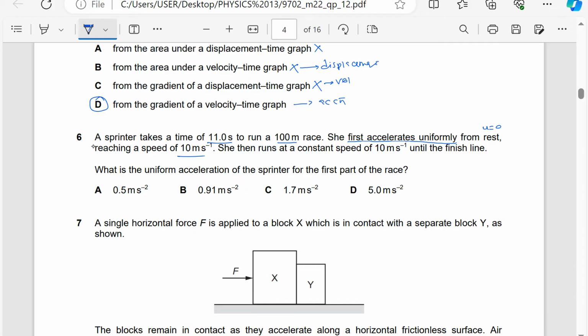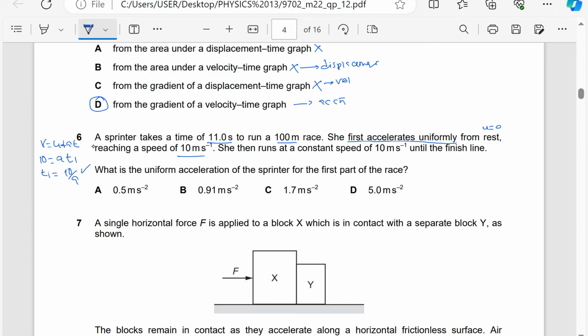Let me first find the time this person accelerates, because we are going to find the uniform acceleration of the sprinter for the first part of the race. If the acceleration is uniform, then v equals u plus at. v reaches 10 meters per second starting from 0. Let the acceleration be a and the time be t1. So the time t1 is going to be equal to 10 divided by a.